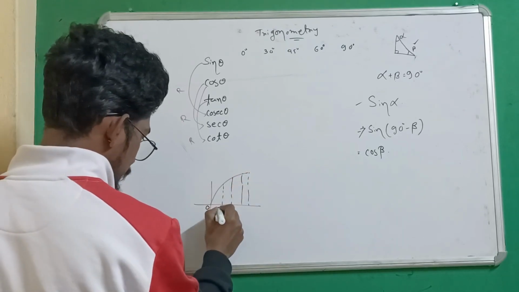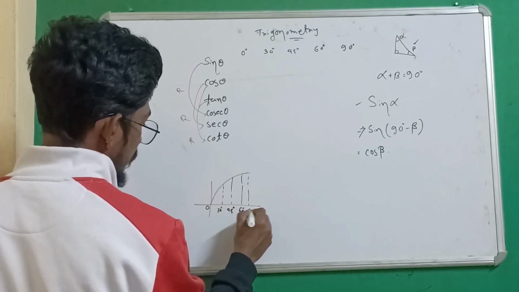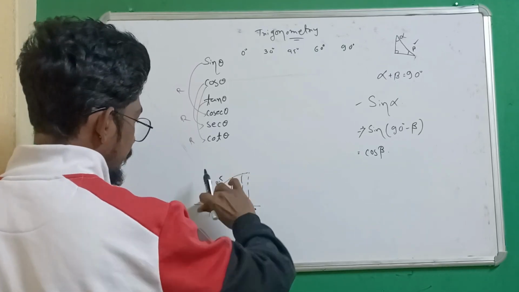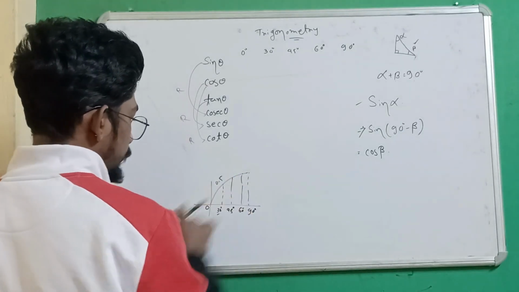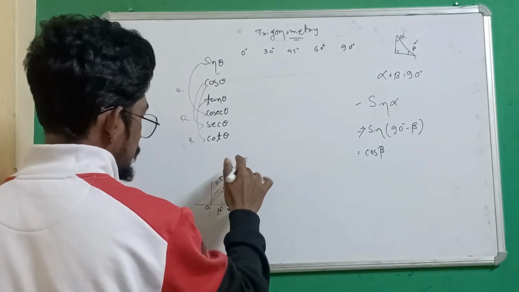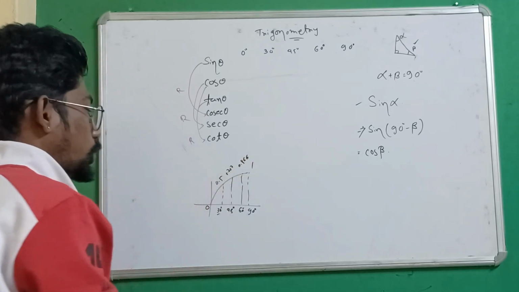Okay. This is 30 degree, this is 45 degree, this is 60 degree, this is 90 degree. At 30 degree, the value is 0.5. The graph is increasing, so therefore the value at 45 degree will increase. The value is 0.707. Here, this is the 60 degree value, which is equal to 0.866. And here you will get the top value.